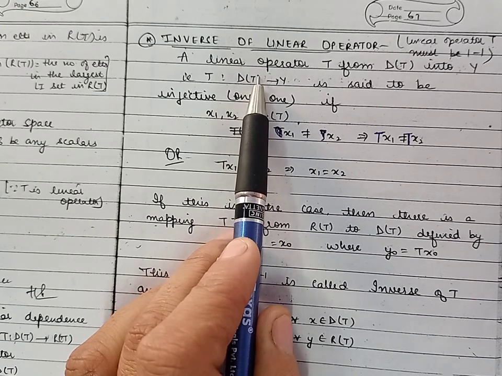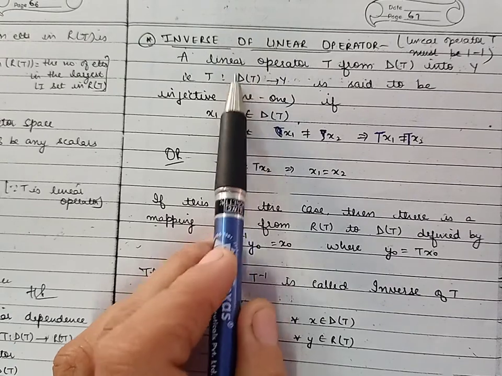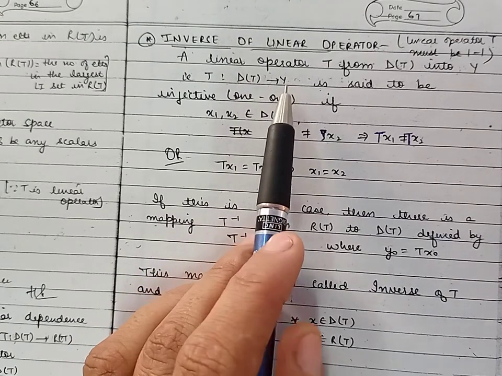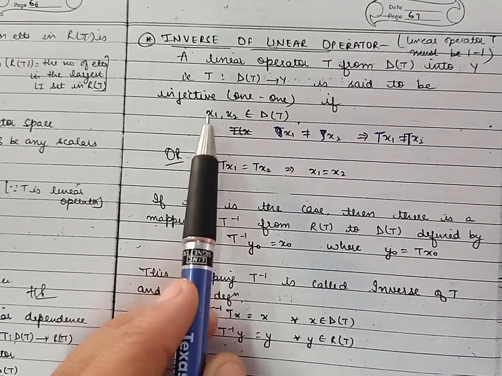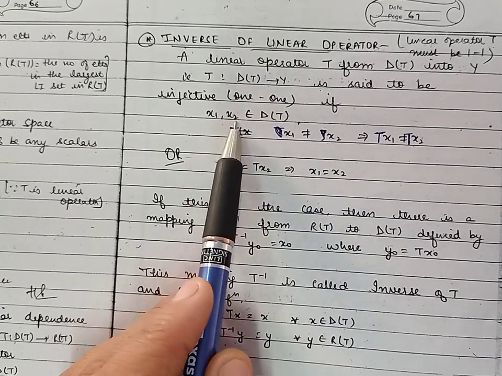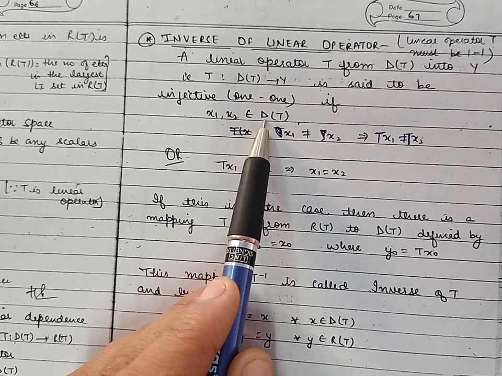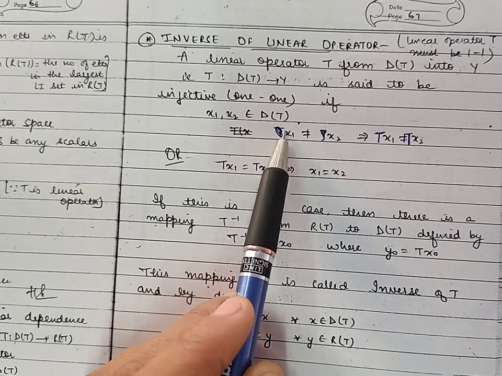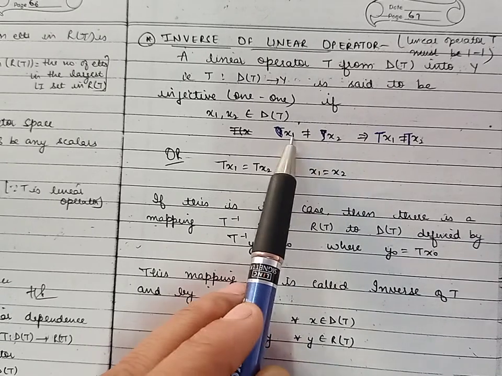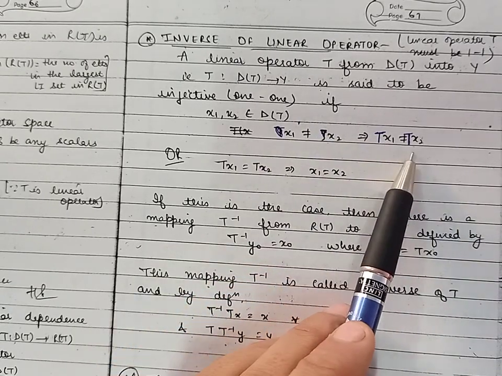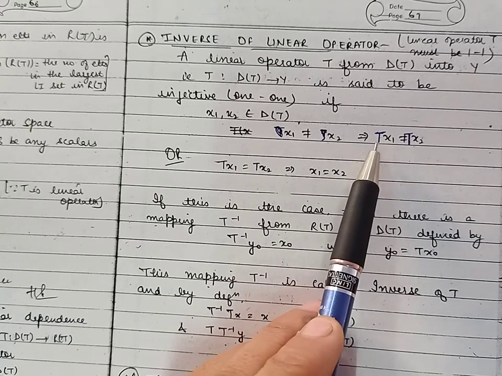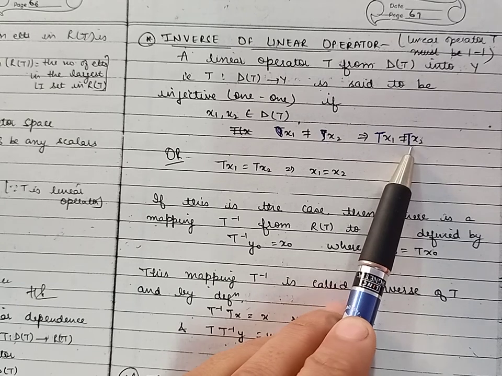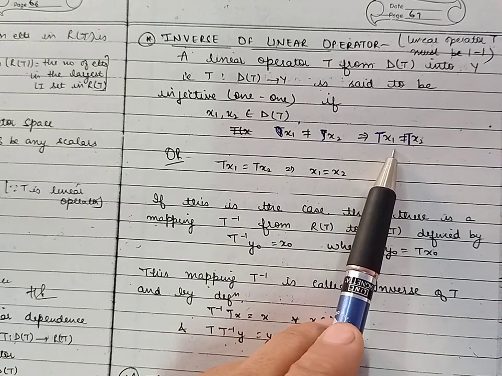So the linear operator defined on D(T) into Y is said to be one-one or injective if we take two elements x1 and x2 from the domain of T such that the elements are different, then this should imply that the images are also different. T x1 denotes the image of x1 under T and T x2 denotes the image of x2 under T. So different elements have different images.